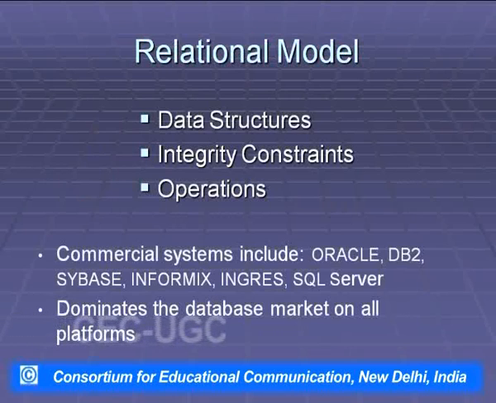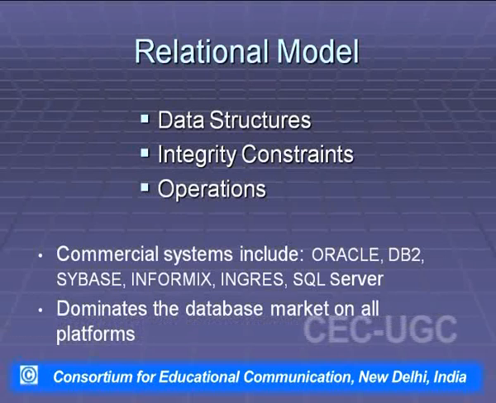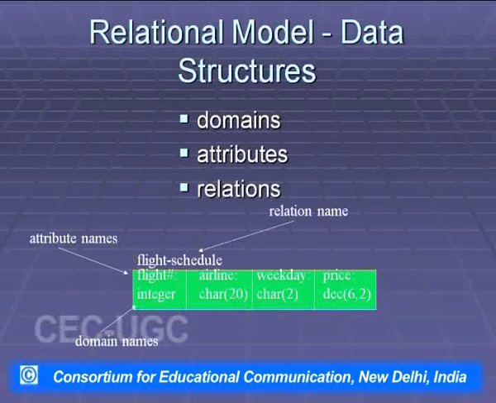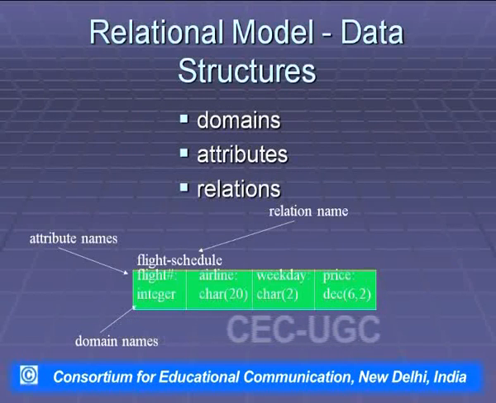Relational model: data structures, integrity constraints, operations. Commercial systems include, as you may know very popularly, Oracle, DB2, Sybase, Informix, Ingres, and SQL Server, the structured query language server. It dominates the database market on all platforms. Relational model data structures: domains, attributes and relations.